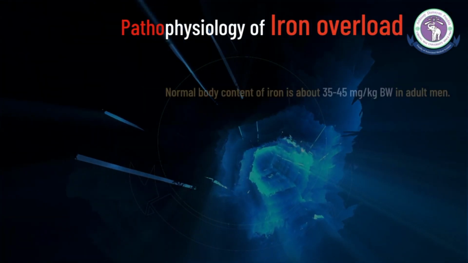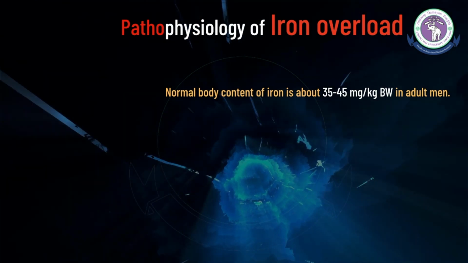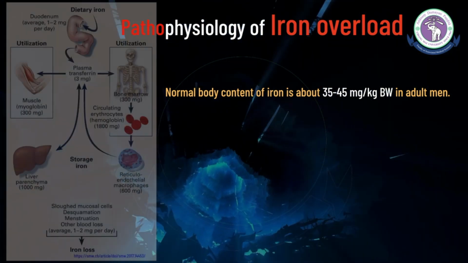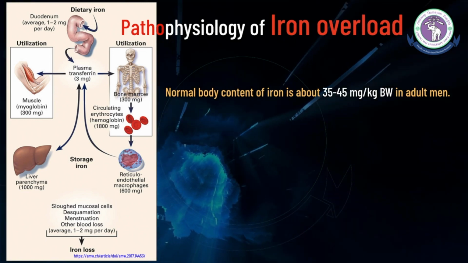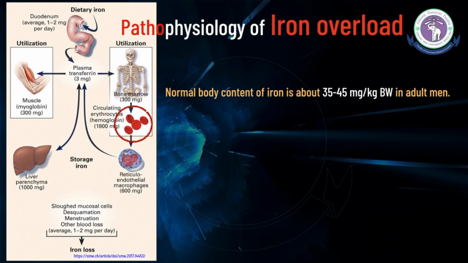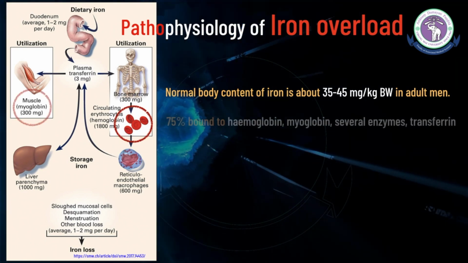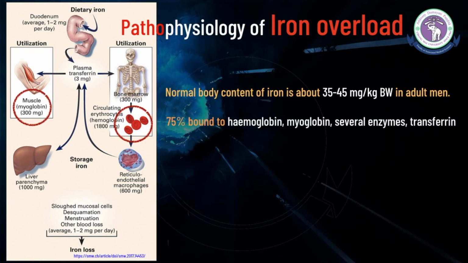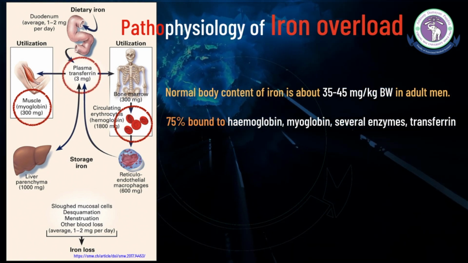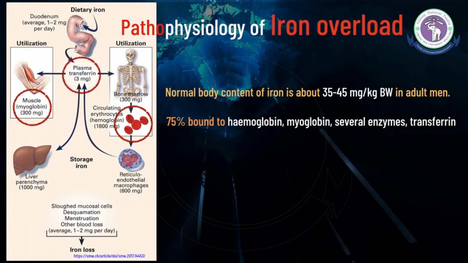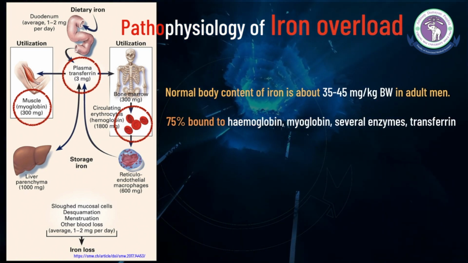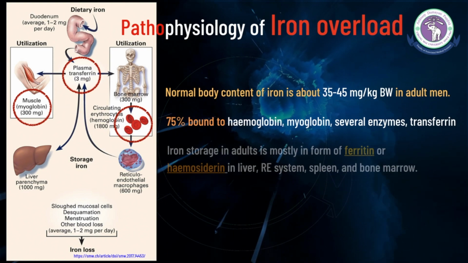Normal body content of iron is about 35 to 45 mg per kilogram body weight in adult men, with approximately 75% bound to hemoglobin. Additional iron is present in myoglobin and several enzymes such as cytochromes, peroxidase, and catalase, and bound to transferrin, which is the iron transporting protein.